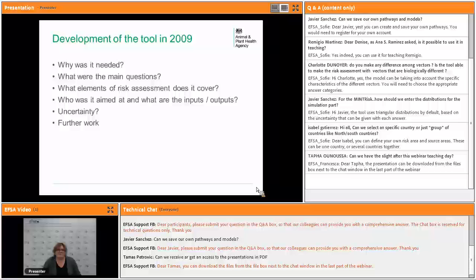So I'm going to go through why the tool was needed in the first place since its development in 2009, the main questions that it answers, what sort of elements of risk assessment it covers, who it was aimed at, what type of inputs and outputs we have, how we look at uncertainty within the tool itself, and any possible further work.